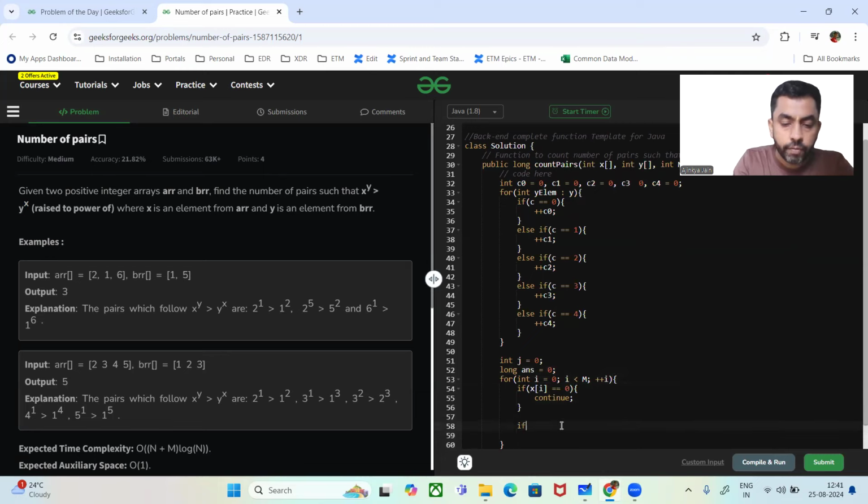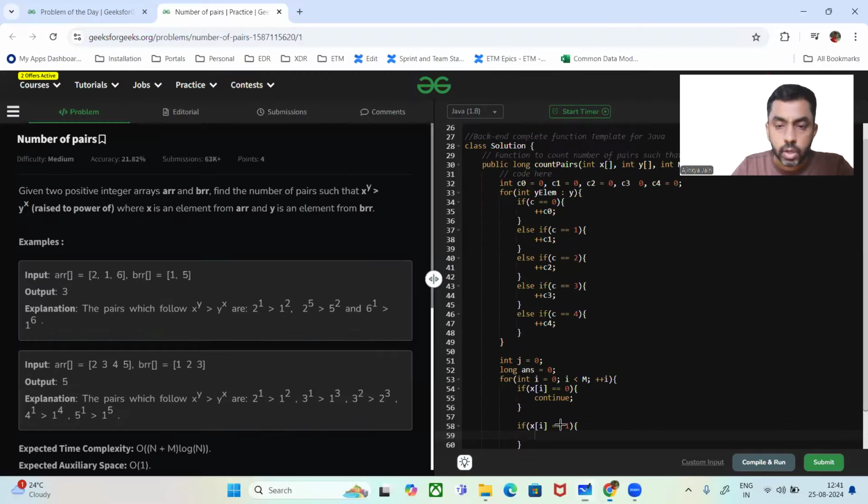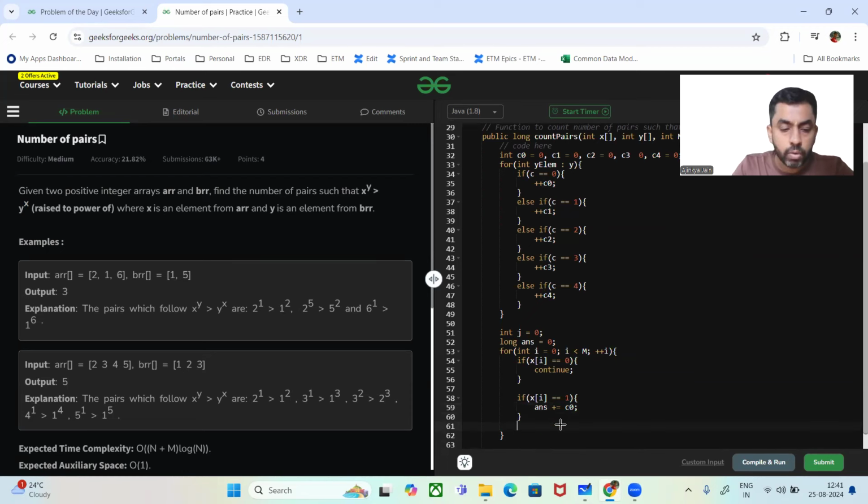Else if x of i is equal to 1, in that case, what are we going to do? We are going to increment the answer by the zeros count in the second array. We have seen this already: 1 to the power 0 and 0 to the power 1, so it is going to be greater. So simply answer plus equals C0. Now what is C0? C0 is the count of zeros in the y array.